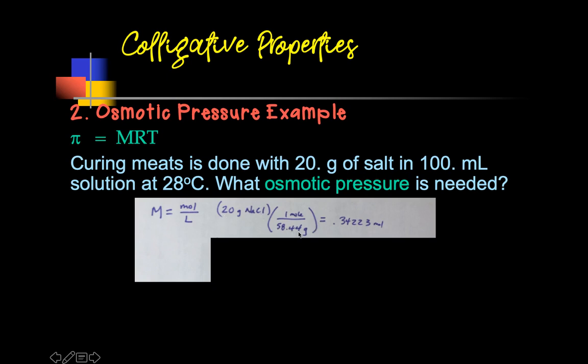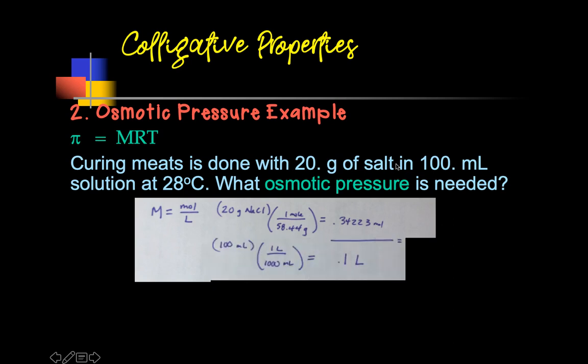I cancel grams, so I put grams on the bottom. I get to moles. That's what I'm looking for, the top part of molarity. And I don't worry about sig figs because this isn't a final answer. Then I take the 100 milliliters and I turn it into liters, because the definition of molarity is moles per liter.